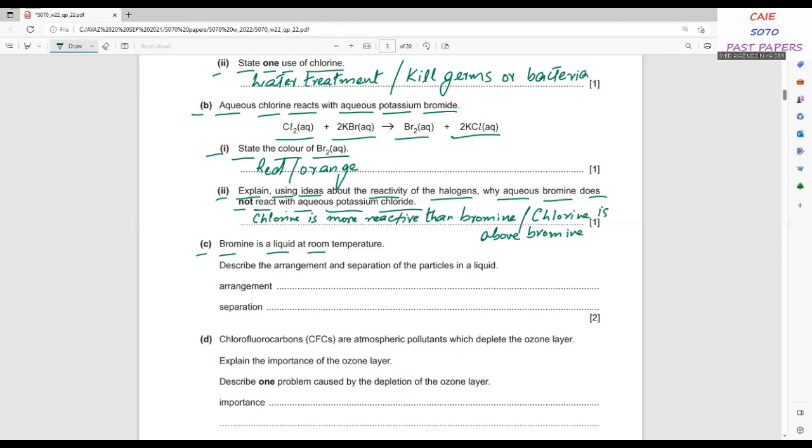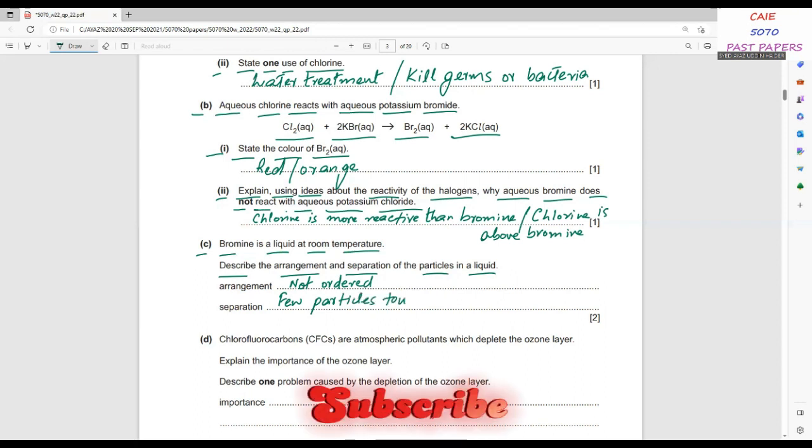C. Bromine is a liquid at room temperature. Describe the arrangement and separation of the particles in a liquid. You know the arrangement. They are not in order. So you can write not ordered. Particles are separated in a way that few particles are touching. Few particles touching each other.